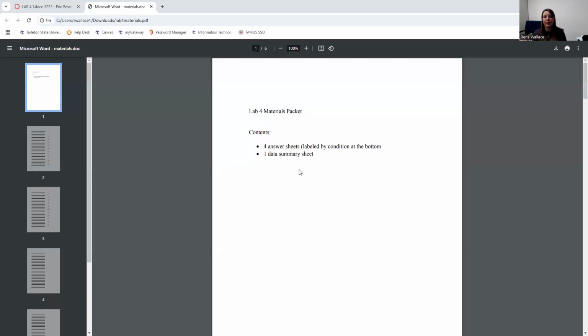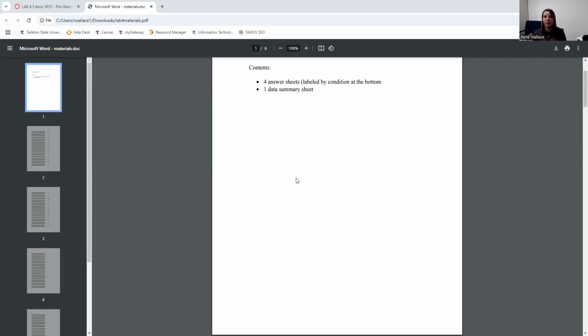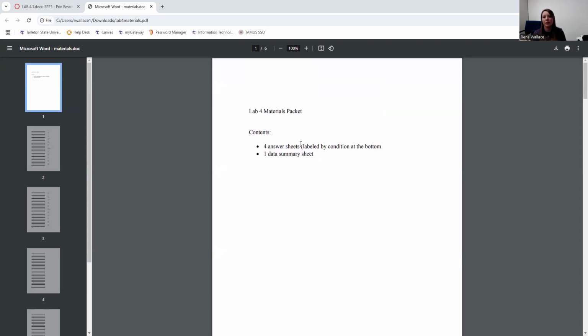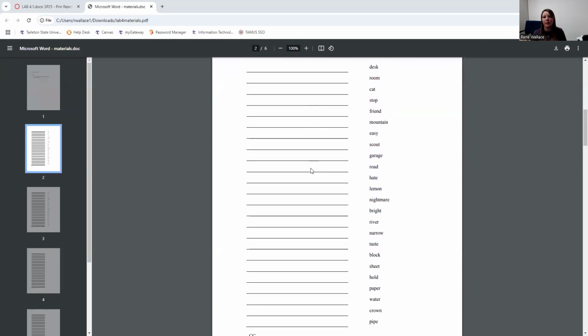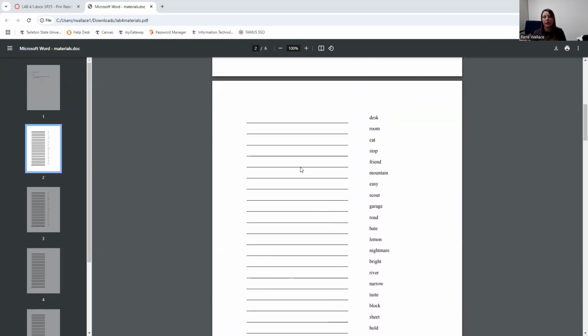Okay, so this is the packet, and it's under the modules 2, and it just says lab 4.1 module or 4.2 module materials packet. Lab 4 materials packet. That's what it says. Final answer. So here's your cover page that's just for you. And then look, so there's this first page. So that's your first participant. They're the CC group, right?